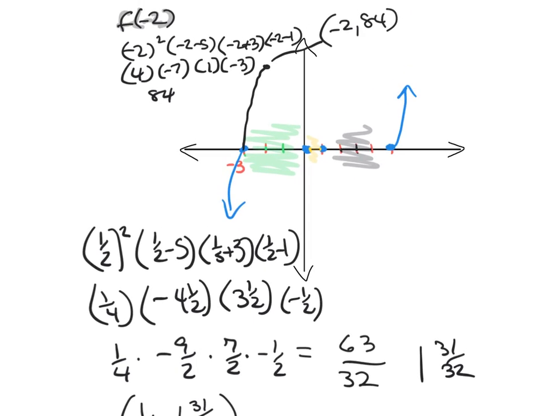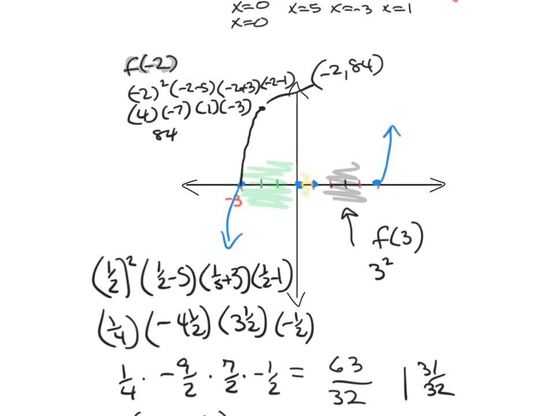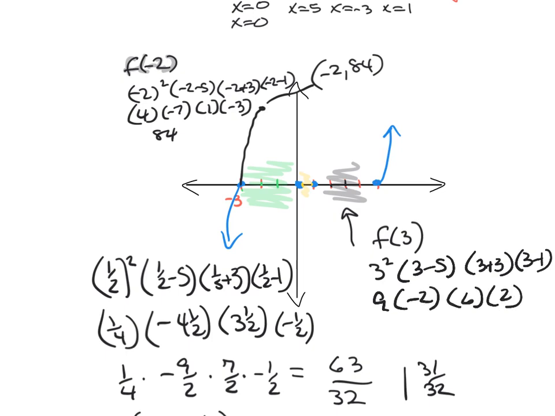And now I need a point in this gray section. So I'll plug in 3. So 3 squared. And then I'll do 3 minus 5, 3 plus 3, 3 minus 1. So 9 times -2 times 6 times 2. And this will give me -324. All right, so let's go ahead and plot these points.